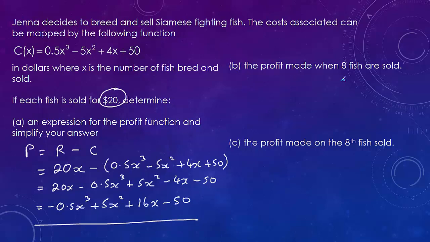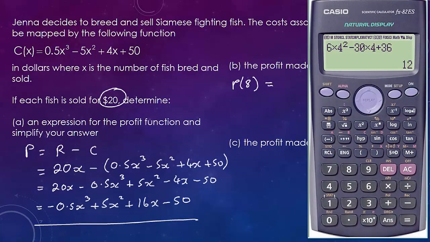Now we want the profit made when 8 fish are sold. So that's just going to be simply P of 8. So all we need to do is substitute 8 into this expression just here. So we'll bring in the calculator to do that. So that's going to be negative 0.5 multiplied by 8 cubed plus 5 multiplied by 8 squared plus 16 multiplied by 8, take away 50. That gives me $142.